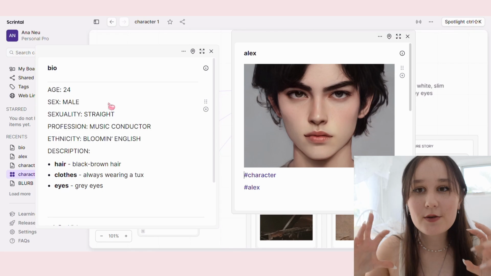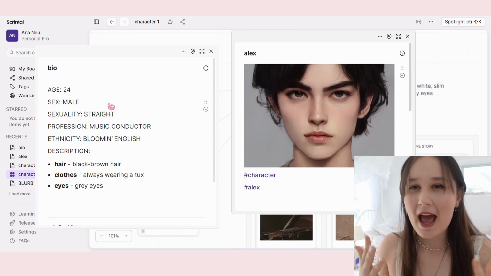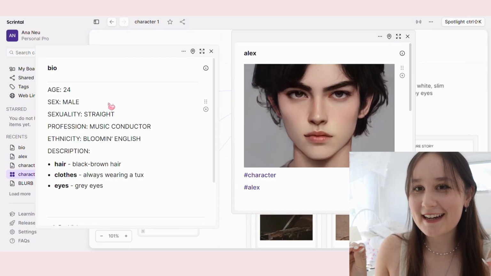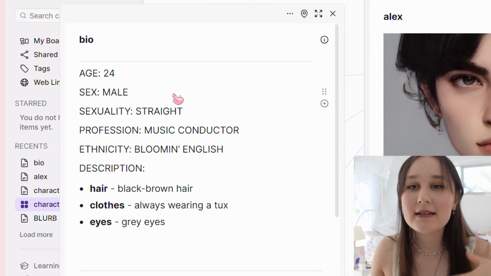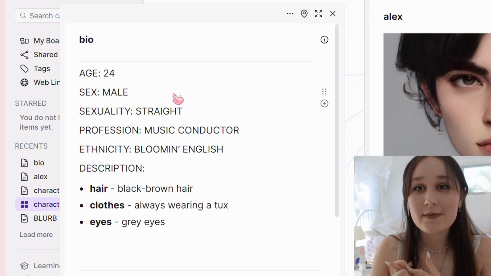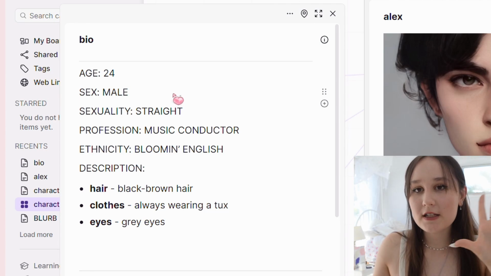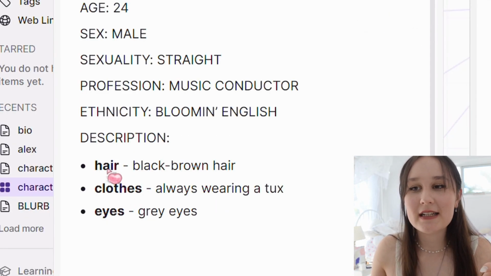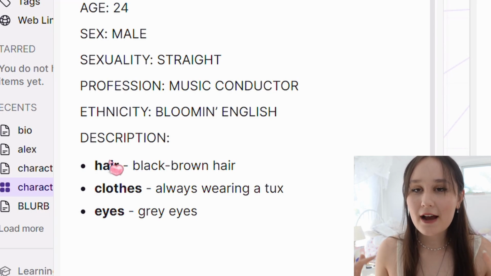So the bio is all about the main things that make up your character as a sort of avatar. Think of Sims, you've got to figure out the age, the sex, the sexuality, the profession, all those different things. We're basically creating a Sims character. So Alex, he's 24, he's a male, he's straight, he's a music conductor, and he's a bloom in English. Something I like to include in the bio is actually hair, clothes, and eye color, which is just a really quick indicator of how your character looks.